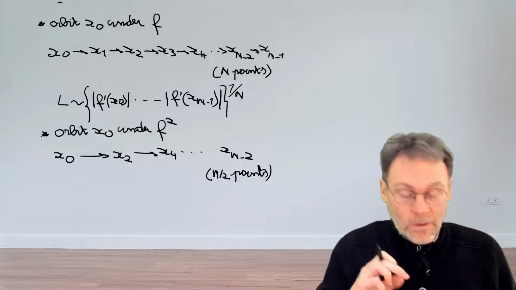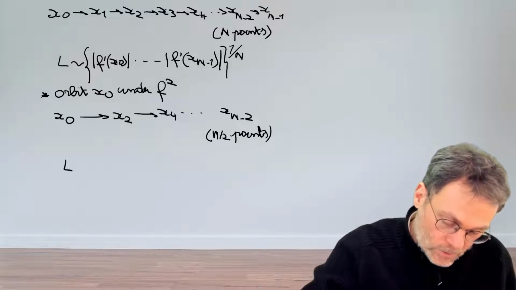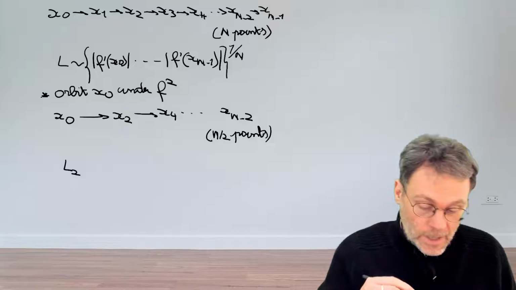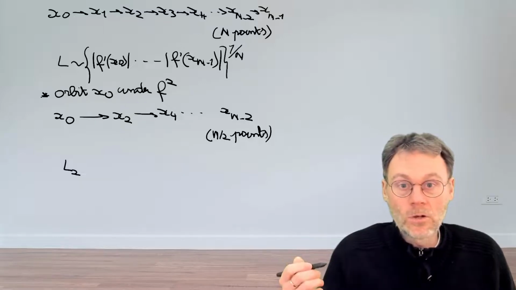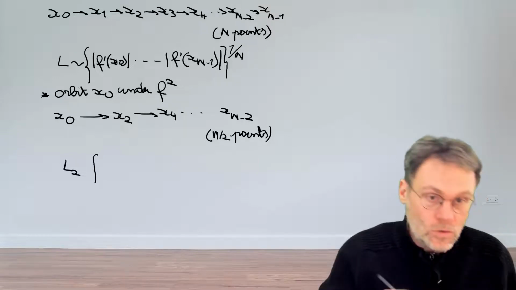And that's going to be relevant if we calculate the Lyapunov number of this compound map. So we call that L2, let's say. Now for that Lyapunov number, again, we need to look at a geometrical average of derivatives. So what's happening in this case?